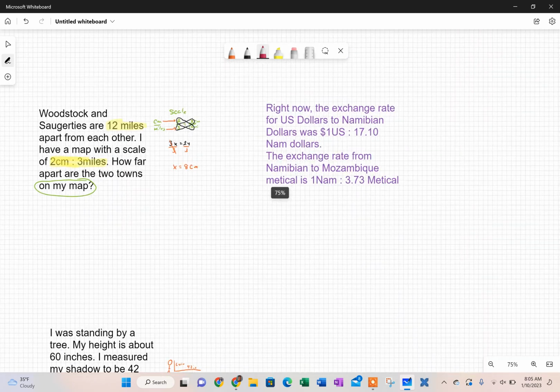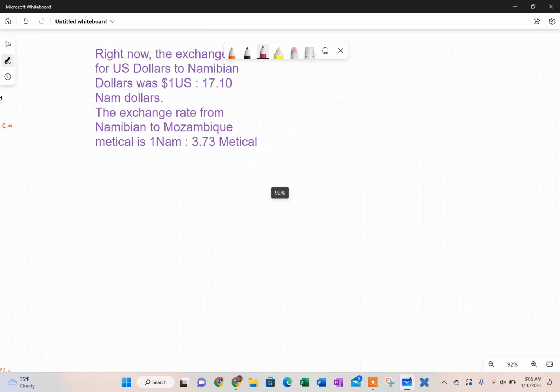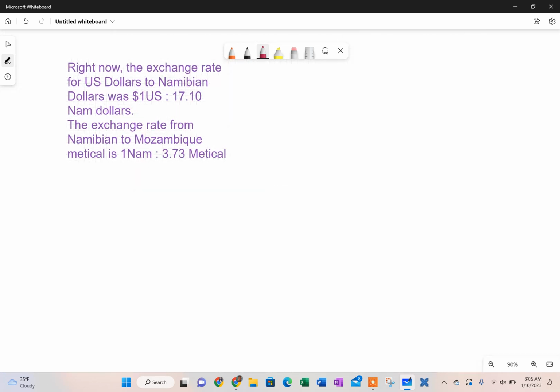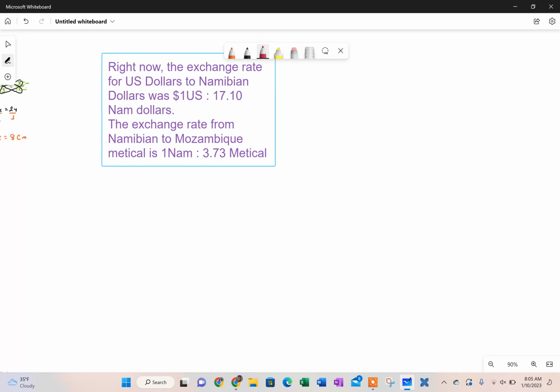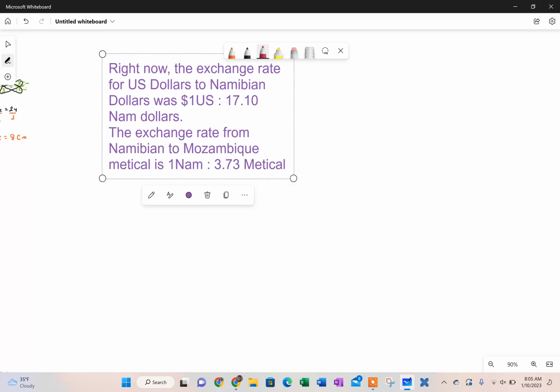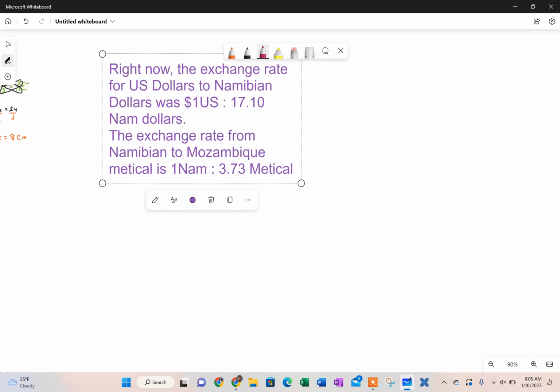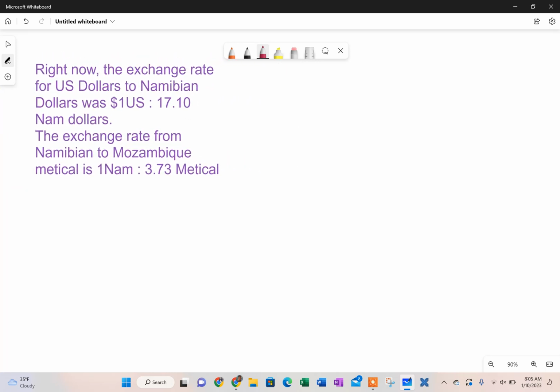Now I'm going to do one more, and this one's a little bit trickier. It says right now the exchange rate for US dollars to Namibian dollars was 1 US to $17.10 Namibian dollars. So if I went to Namibia and were to get some Namibian dollars, every US dollar would get me $17.10 Namibian. Now, let's say I went from Namibia to Mozambique. The exchange rate is 1 Namibian dollar to 3.73 Metical, which is the Mozambique currency.